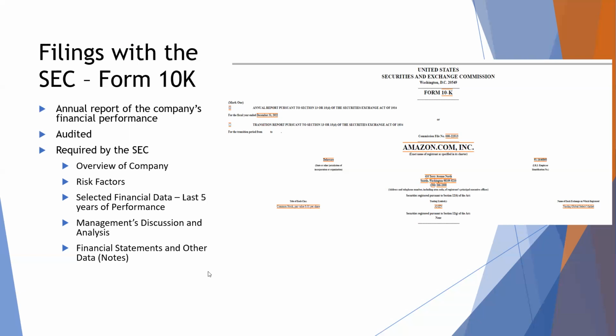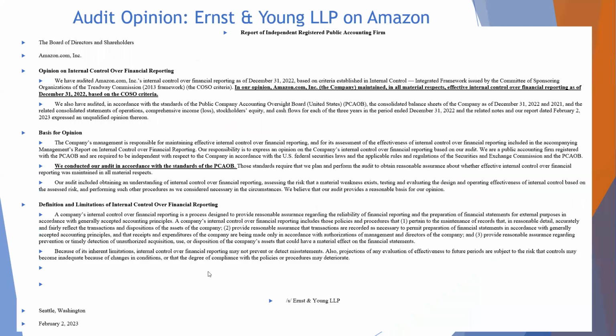And other data could be the notes that break out the information contained in the financial statements, and other data such as perhaps some supplemental data. Now, I wanted to pull the audit opinion from Ernst & Young on Amazon, and I wanted to point out just some specifics. This is basically boilerplate language, unless there is something that has to be called out.